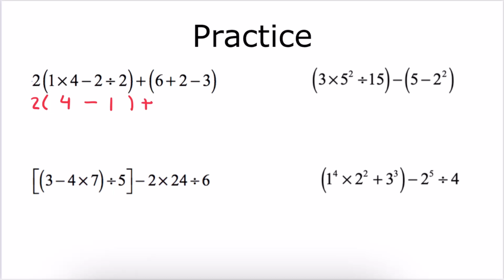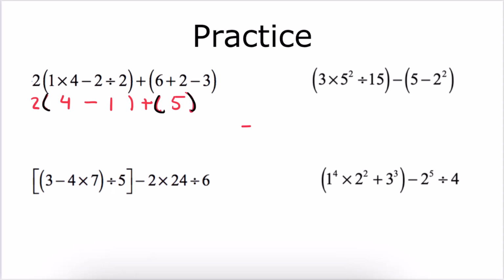Then in my second parenthesis, I don't have any multiplication or division, and so the operation I'm going to work on in this parenthesis is 6 plus 2, which is 8, minus 3, which is 5, because addition and subtraction are on the same level of the pyramid, and so I can do those from left to right. So this parenthesis right here, I don't really need anymore because I just have a single number in it.